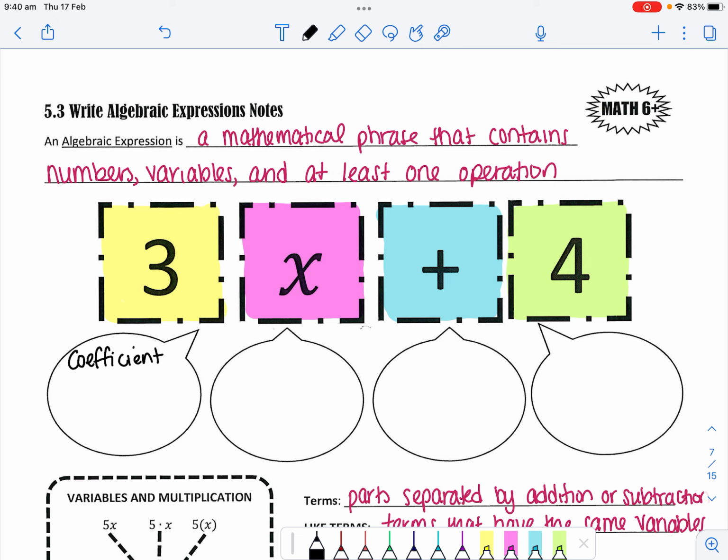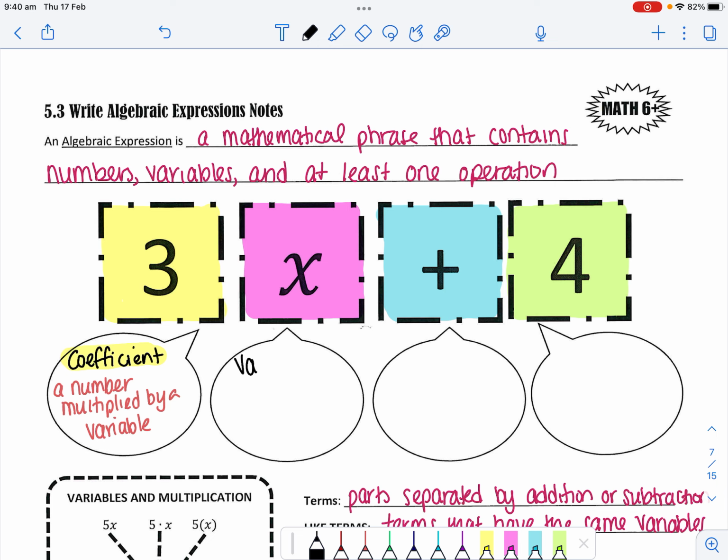And the coefficient is a number multiplied by a variable. So the coefficient is the number that is directly next to the variable. You are not going to see a multiplication sign in between the number and the variable. You are going to see them written directly next to each other, and you need to understand that it's multiplication.